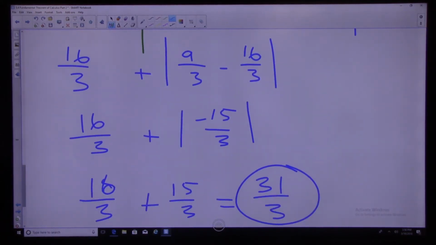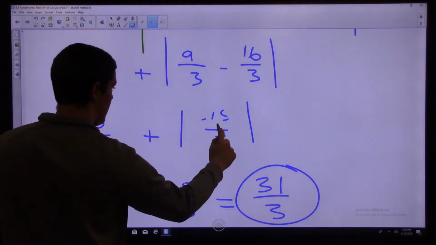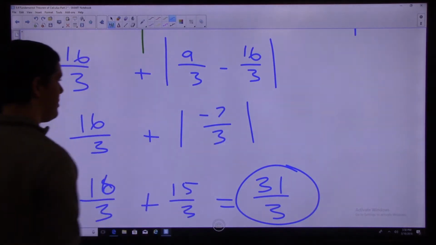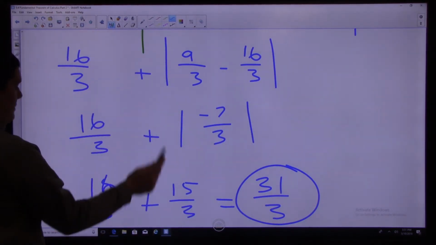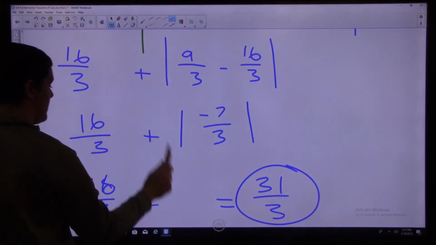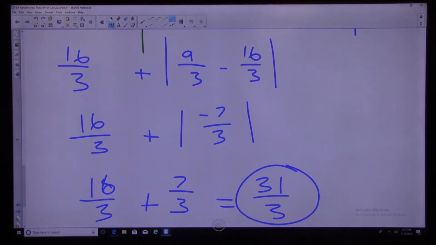9 minus 16 I think is negative. I don't want to mess this up. Negative 7 thirds. I know, a math teacher can't do it in his head here. Yeah, that's right, negative 7 thirds. And so that should be positive 7 thirds. The absolute value of negative 7 thirds is positive 7 thirds.